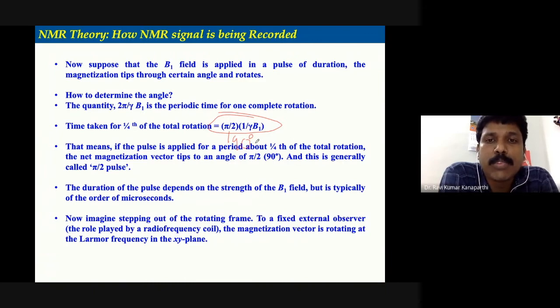A 270 pulse is also possible. In between, any angle between 0 and 360, any angle pulse is possible in principle and in practice. Actually, these are the fundamentals to record MRI images also. MRI images are somewhat more complex than what we study in NMR spectroscopy.